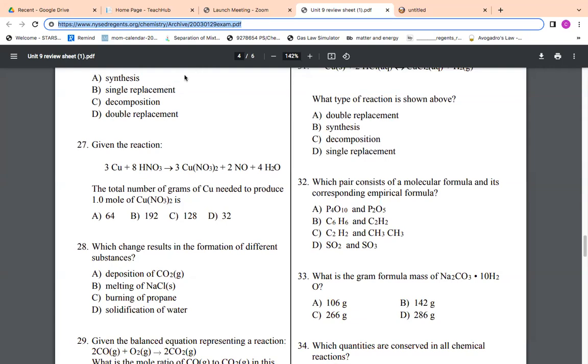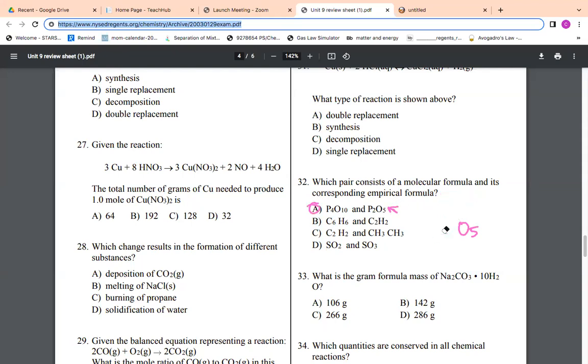32. Which pair consists of a molecular formula and its corresponding empirical formula? So let's just look at the first one, P4O10. So this is our molecular formula. If we were to write our empirical formula, I see that both of these are divisible by 2. So if I were to rewrite them, it would be P2O5, which does match what they're giving us. So it is going to be A.